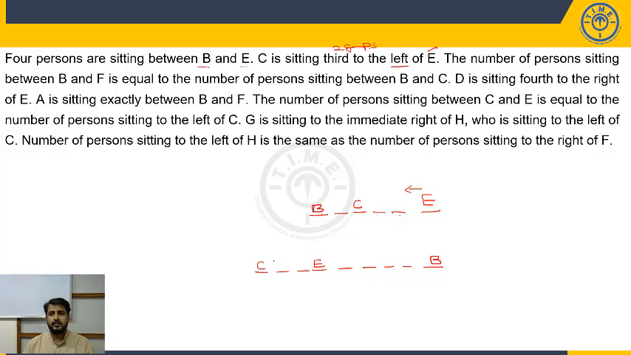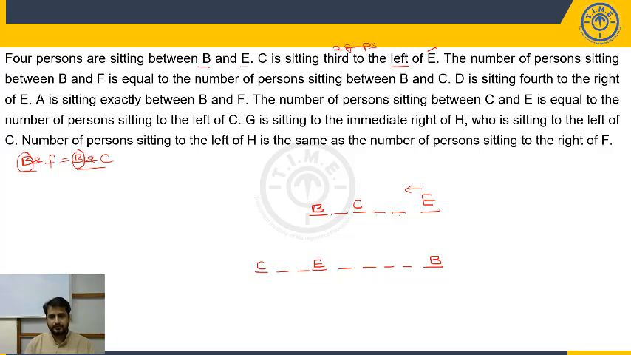Okay, let's go further. The number of persons sitting between B and F is equal to the number of persons sitting between B and C. So in both these points, which is common? Who is common? B is common. So you can say that B is exactly between F and C.